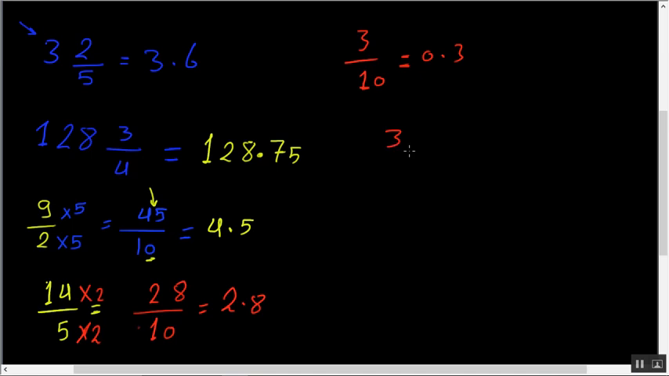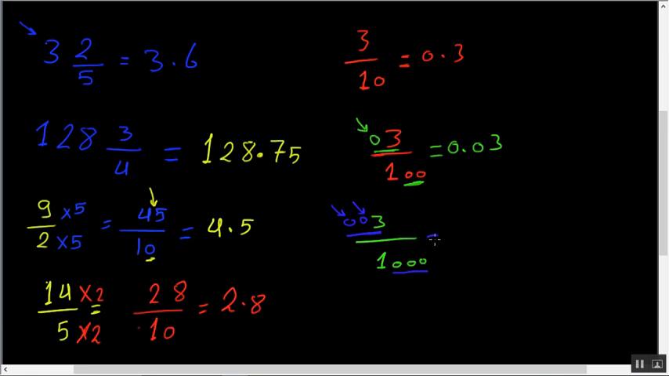If he said 3 over 100, here he said 3 over 100. What will we do in this situation? Here we have 2 zeros and here only 1 digit, so we'll put 0 from the left side. So the result equals 0.03. If he said 3 over 1000, we'll count how many zeros. We have 3 zeros and here only 1 digit, so we'll put 2 zeros from the left side. 3 over 1000 equals 0.003.